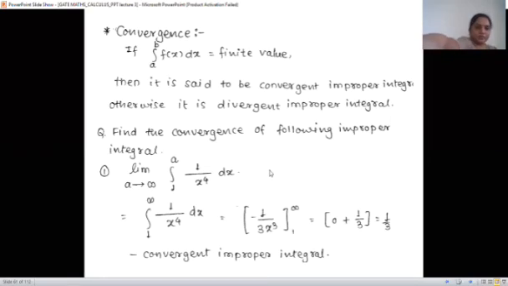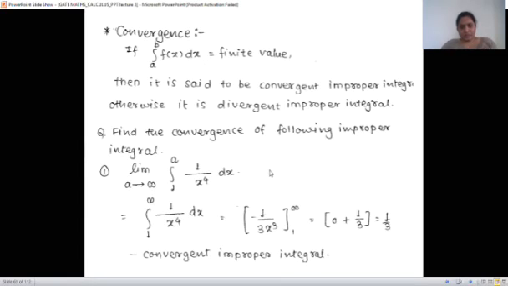Limit a tends to infinity, integration 1 to a, 1 upon x raised to 4 dx. We have to take limit as a tends to infinity, so a will be infinity here. So that term becomes integration 1 to infinity 1 upon x raised to 4 dx. Solving this integration, we get minus 1 by 3 x cube from 1 to infinity.